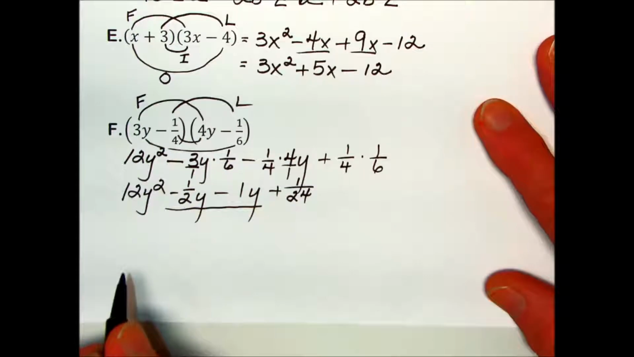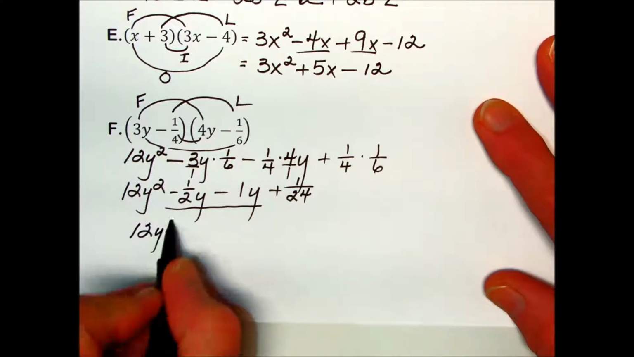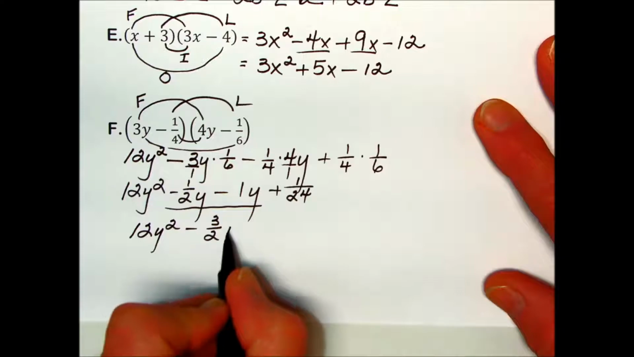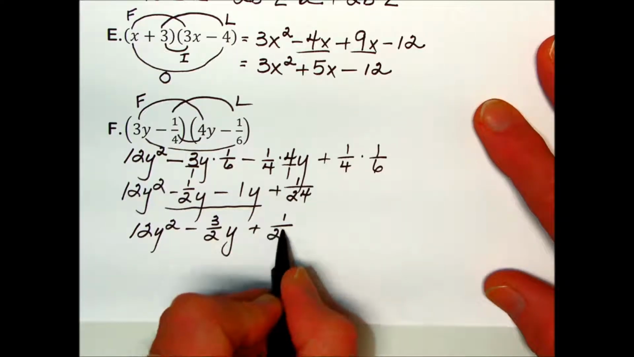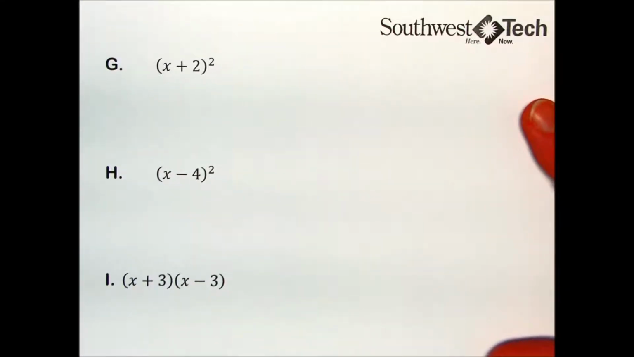We do have similar terms here. A negative 1/2 plus a negative 1 is a negative 1 and 1/2, or 3/2. And I think I'll write it as an improper fraction, negative 3/2. We could have written it as 1 and 1/2, or 1.5 for that matter. So there is the simplification of that binomial times a binomial. Let's take a look at this next one.